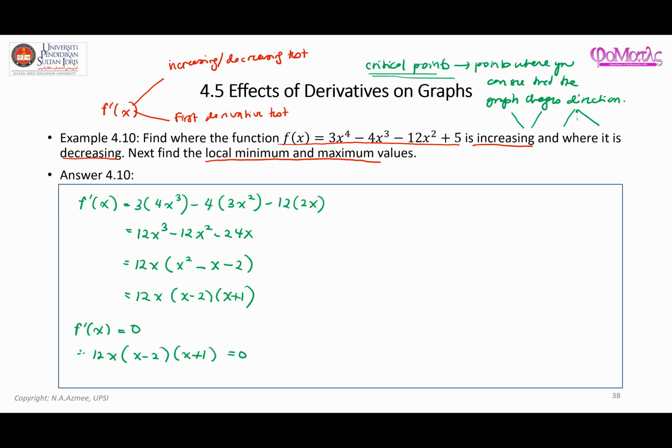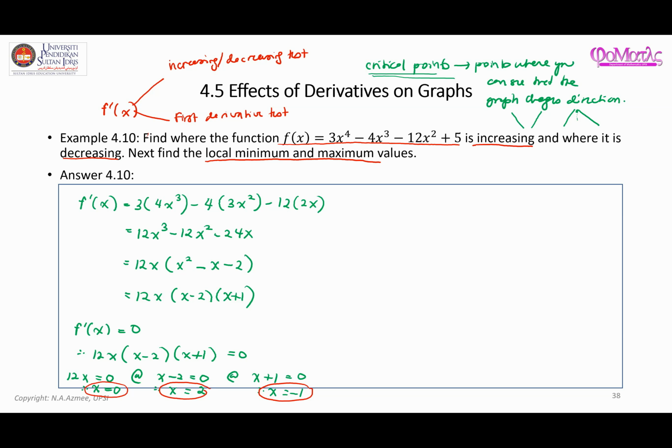Based on this, we have 3 scenarios that we can consider. The first is 12x equals 0, or x minus 2 equals 0, or x plus 1 equals 0. Based on this, x equals 0, x must be equal to 2, and x must be equal to negative 1. So these are all the critical points.